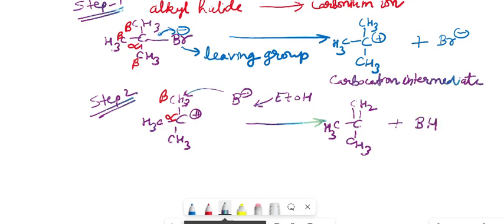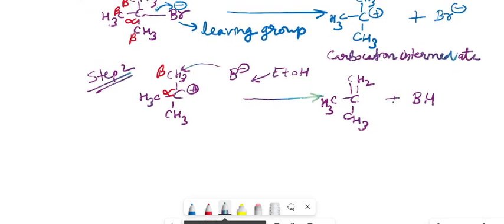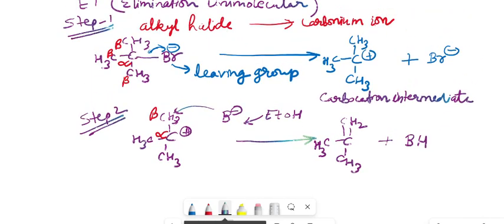Now base is abstracting one proton from here. It is forming BH, and the carbon, the electron that was left by the hydrogen, is forming the pi bond between the carbon and carbon. So there is formation of alkene. First step is the slow step, and it is rate determining. So the first step involves only one molecule of the substrate, so it is unimolecular mechanism.